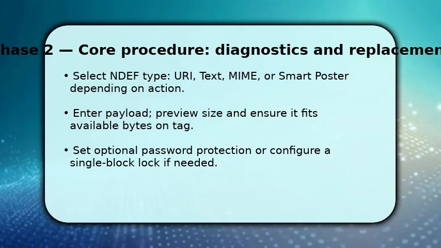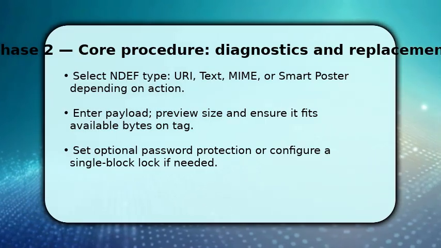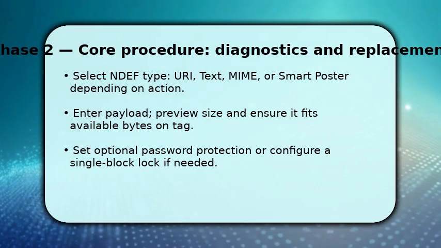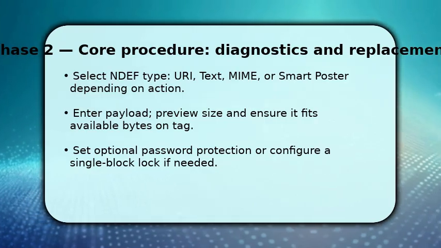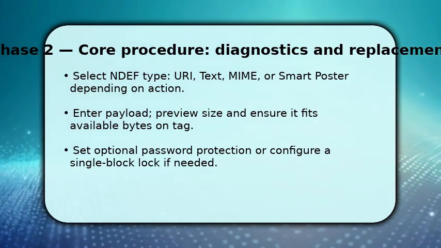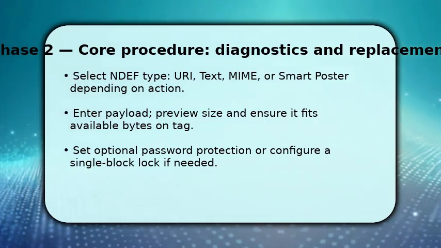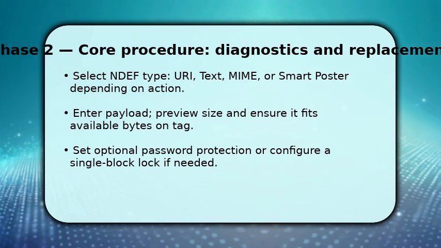Position the sticker on the reader coil and press write. Keep your device steady until the app confirms success. If you need persistence, configure password protection or permanently lock specific blocks. But note that permanent locks are irreversible.